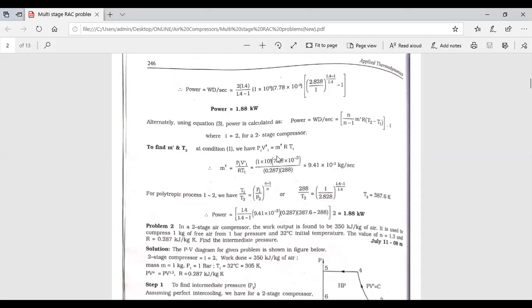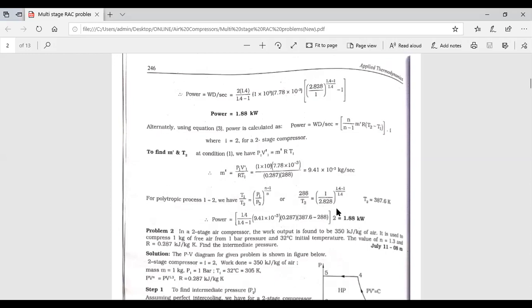Okay, this is very simple. Just remember the formula: 2n divided by n minus 1 into P1 V1, in the bracket P2 by P1 to the power of n minus 1 divided by n, where P2 is the intermediate pressure, that is the square root of P1 into P4.